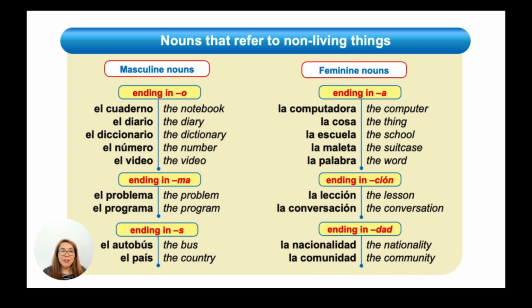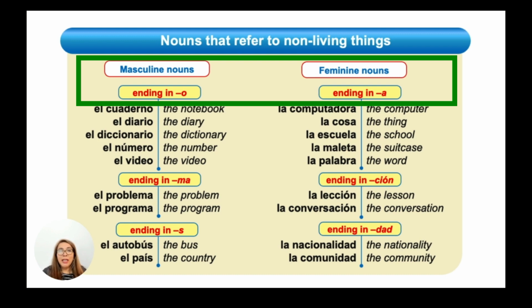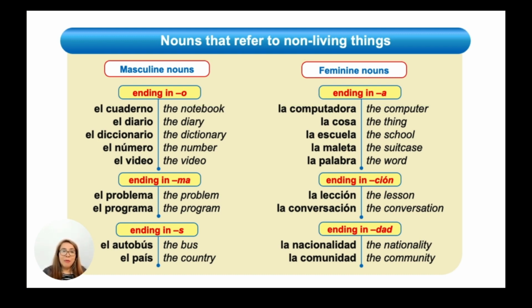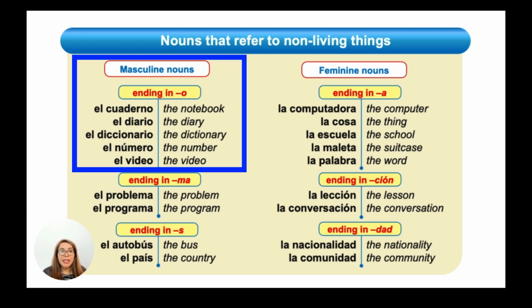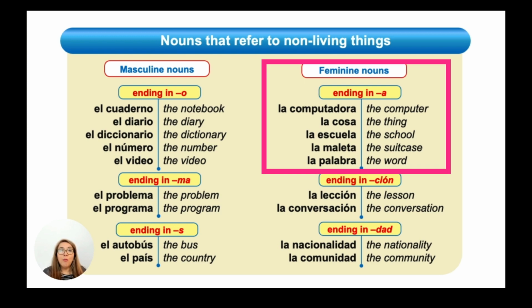Okay, there are exceptions. So the O and the A, we already knew about it because we just saw it in the last slide. Examples, el cuaderno, the notebook, el diario, el diccionario, el número, el video. All of those end in an O, so we know they're masculine. La computadora, la cosa, the thing, la escuela, the school, la maleta, the suitcase, la palabra, the word, all of them end in a, feminine.